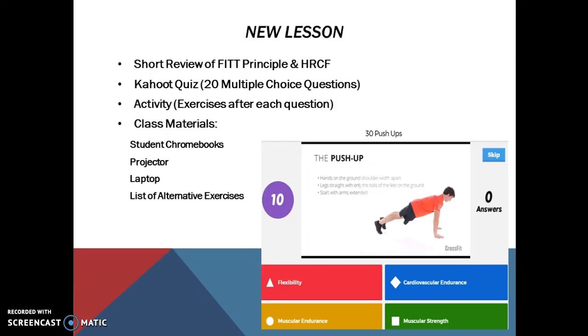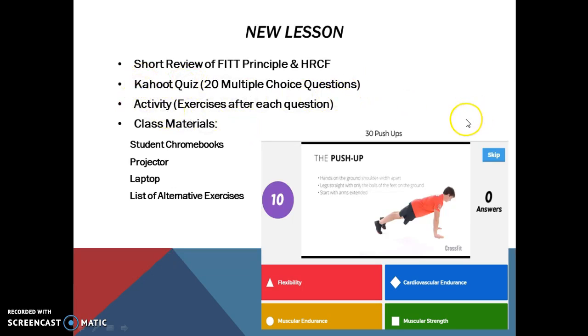Now, for the new lesson, what I would like to do is, at the beginning of the class, review the FITT principle and the health-related components real quick, just take a minute or two to talk them over, and then I would like the students to start a Kahoot quiz. And it'd be 20 multiple choice questions, and this would be a more formal assessment. I wouldn't necessarily grade them on it, but it's going to give me some data from the quiz that I can use to get a better understanding of what my students know.